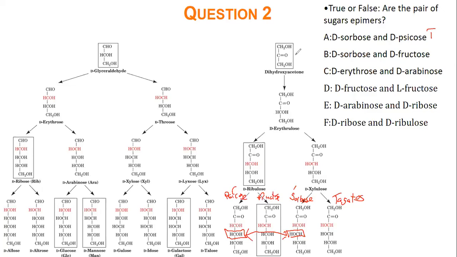Can I erase my writing? Sure. So a stereoisomer just means that you have different chiralities on your carbons. That's all.